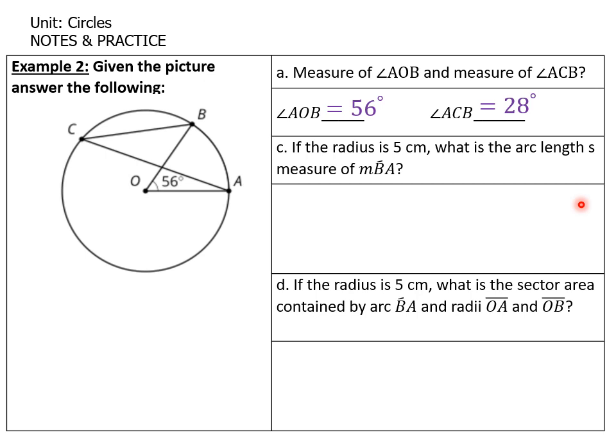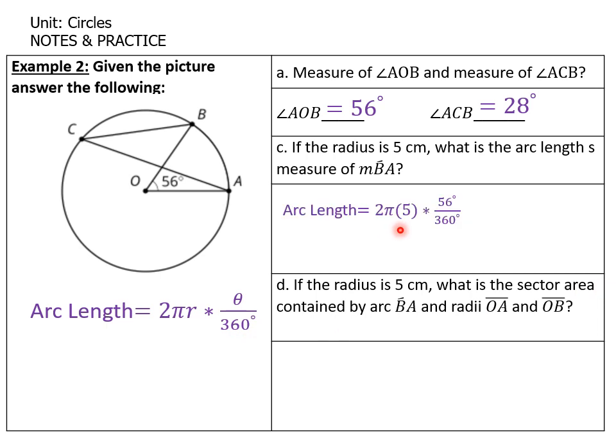Now, the next couple pieces, we're told the radius is 5 centimeters. What's the arc length? So arc length is 2 pi r times theta over 360. So 2 pi r times 5, the radius, times 56 over 360. That we can simplify. 2 times 5 is 10. Can cancel 10 and 360. That'd be 36 on the bottom, 56 on top. 4 goes into both of those, so we get 14 pi over 9 centimeters would be the arc length.